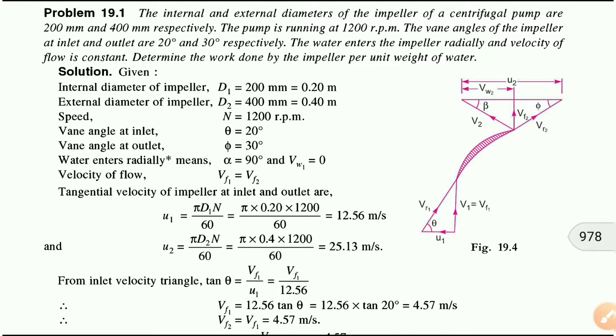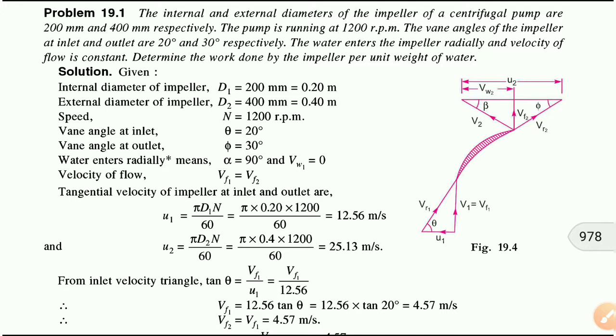The pump is running at 1200 rpm. The vane angles of the impeller at inlet and outlet are 20 degree and 30 degree respectively. The water enters the impeller radially and velocity of flow is constant. Determine the work done by the impeller per unit weight of the water. So this is the problem.